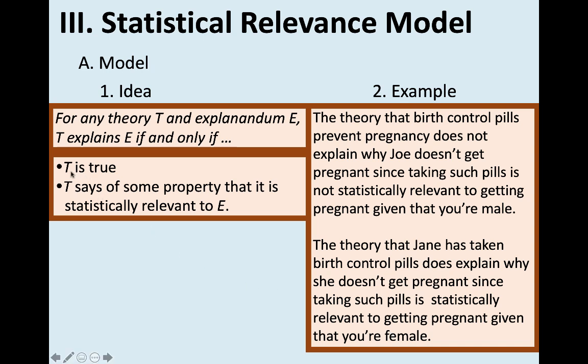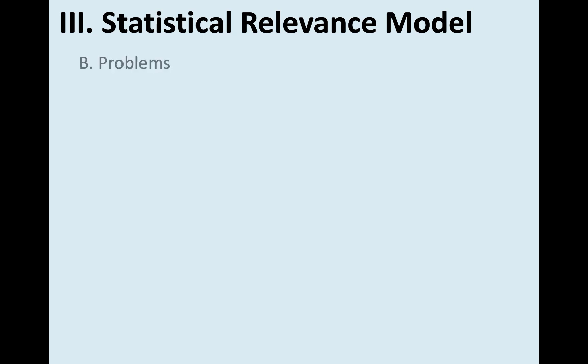If one property is statistically relevant to the other, it looks like you can explain the one by pointing to the other, explain why the one is present by pointing to the other. Well, what's the problem? The problem is that this model doesn't provide a sufficient condition for being an explanation, because the conditions of the model can be satisfied and yet you can fail to have an explanation.